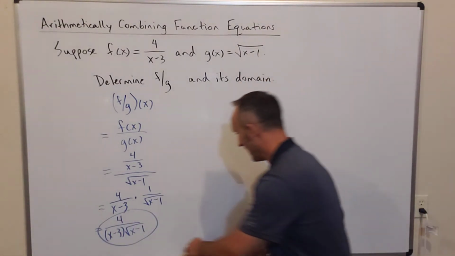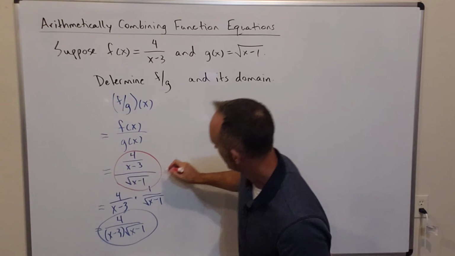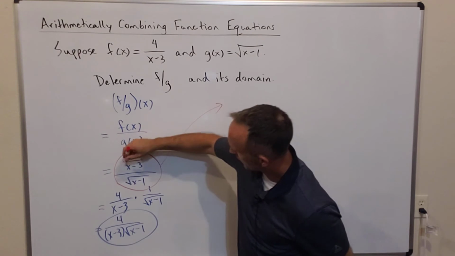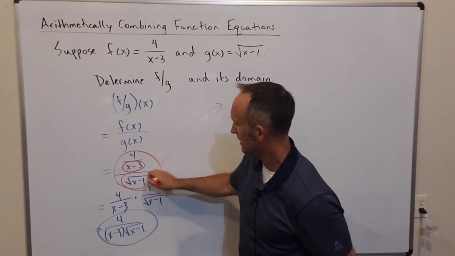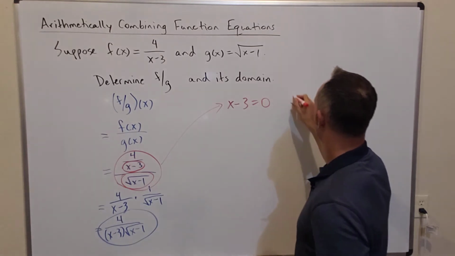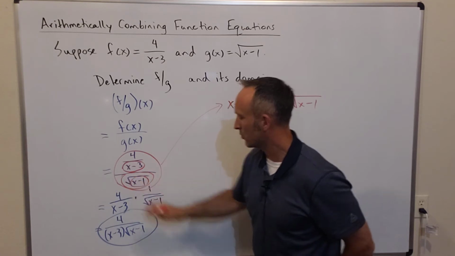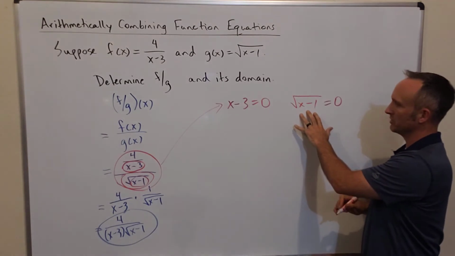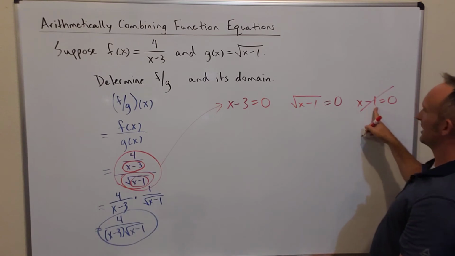Now when we want our domain, again, we need to look at this unsimplified version here. And we need to analyze our critical areas again. Well, our critical areas are denominators. That's x minus 3. That's also the square root of x minus 1. Both of those are denominators. And then, of course, anything under an even root, that's x minus 1. But if we set that equal to 0, we're going to get the same thing as if we set the square root of x minus 1 equal to 0. So we don't really need to do that.